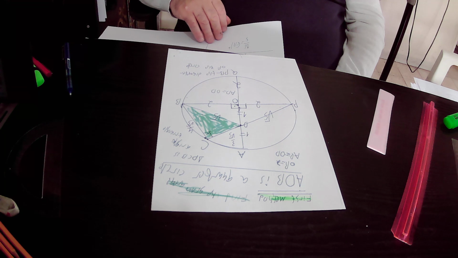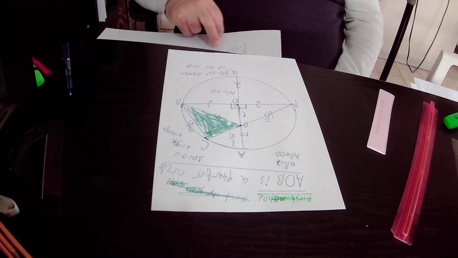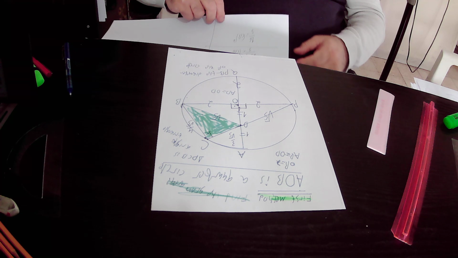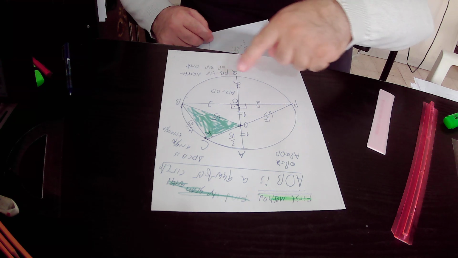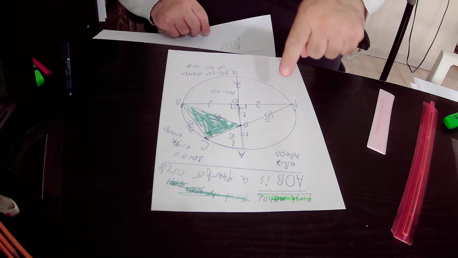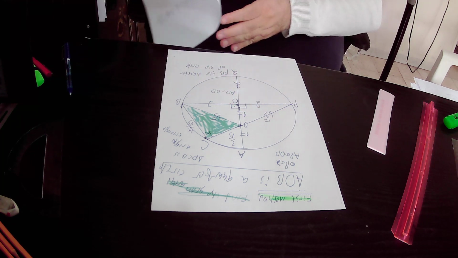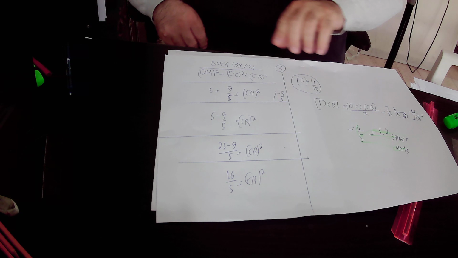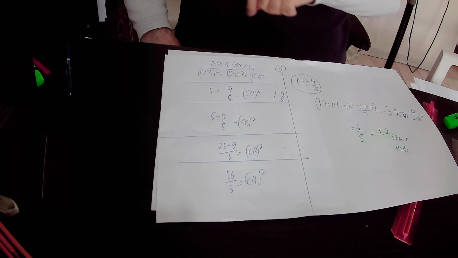Then we implemented the Pythagoras theorem on the right triangle, the right blue triangle, triangle DCB. This is the area of the triangle that we are looking for. According to the Pythagoras theorem, the square of the hypotenuse equals the sum of the squares of the perpendiculars. That is to say, DB square equals DC square plus CB square.